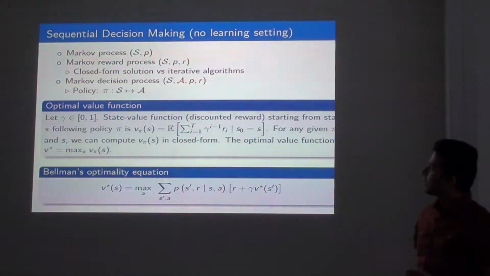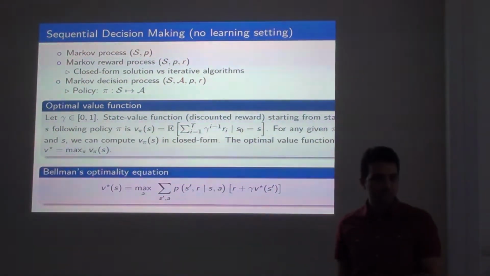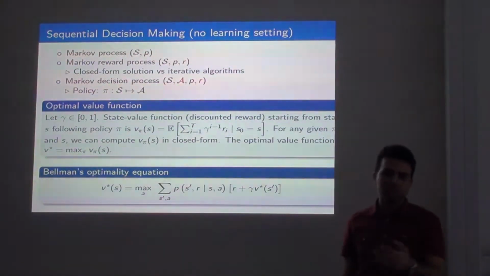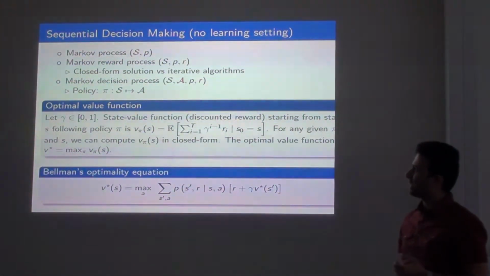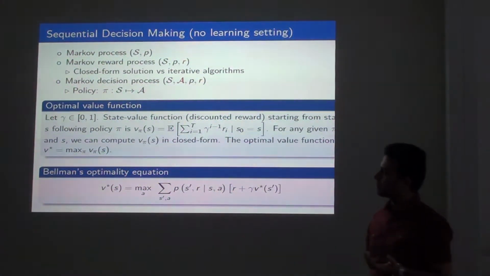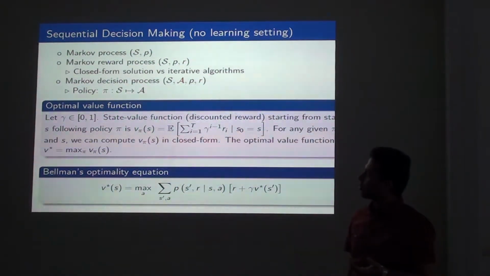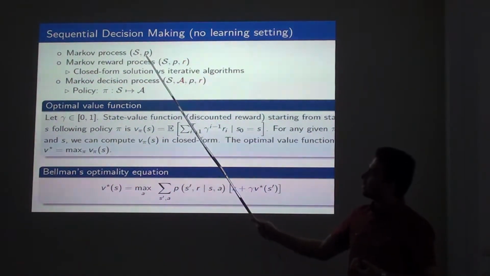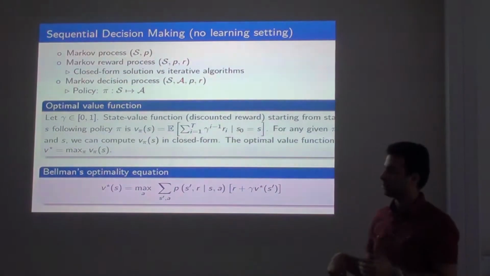So here now we look at sequential decision making where there is no learning setup, but you need to have that to go for the learning setup, which is called reinforcement learning, multi-armed bandit, or this kind of thing. So sequential decision making essentially starts with having a Markov process. So you have a Markov process, a set of states and some probability measure that governs how it moves from some state to some other state.